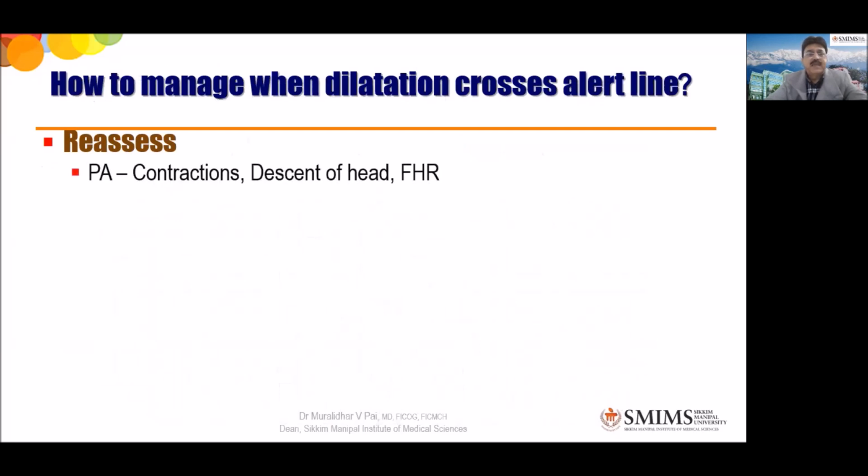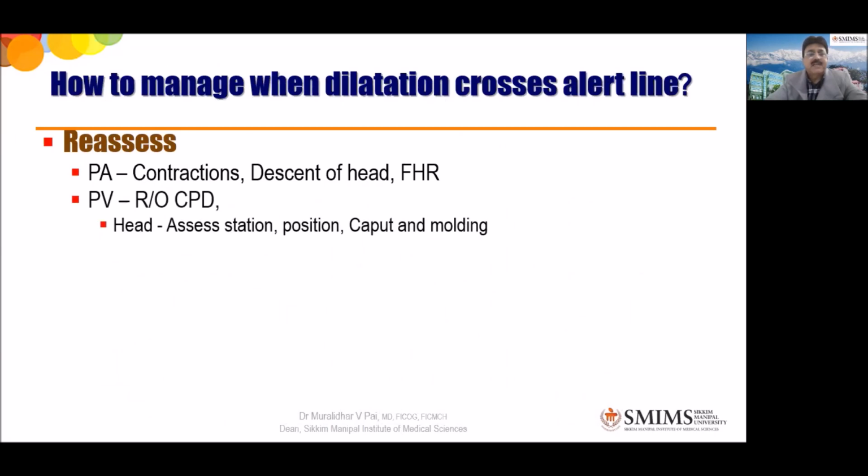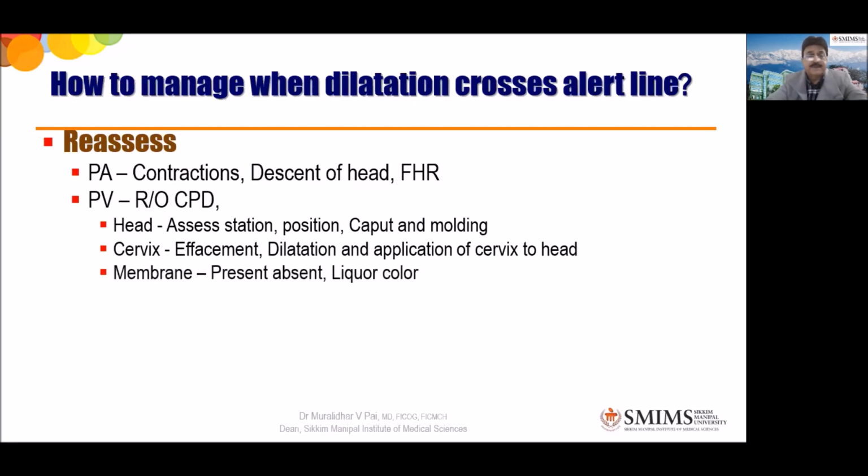So how to manage? If there is a problem, you have to reassess, as I said earlier. What are you reassessing? Abdominally, contractions, descent of the head, fetal heart rate. Per-vaginally, rule out CPD first. As far as head is concerned, assess the station, position, caput, moulding. As far as cervix is concerned, effacement, dilatation, and most importantly, application of the cervix to the head. If it is hanging loose, that means there is CPD. Membranes, present or absent, and what's the color of the liquor?